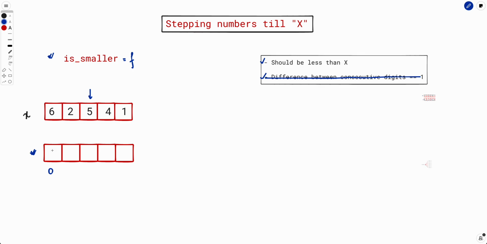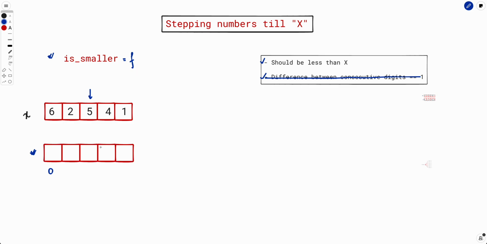So now, based on what you put here, is smaller will be either true or false for the next index, and based on that you will select the next digit. So in other words, you want to know how many ways there are to fill these 5 boxes if is smaller is false.